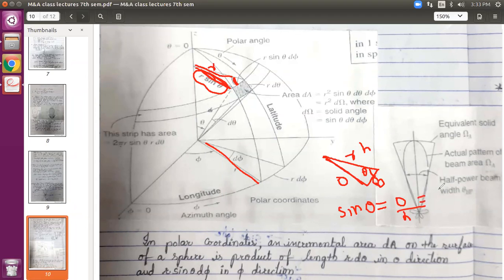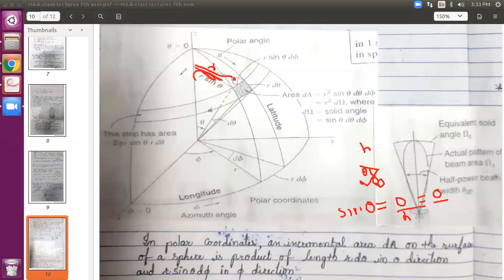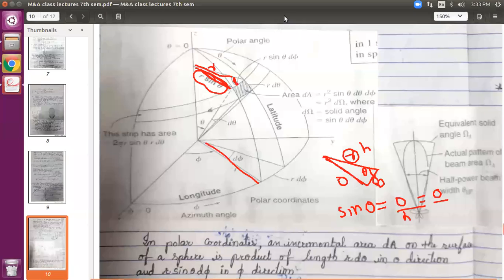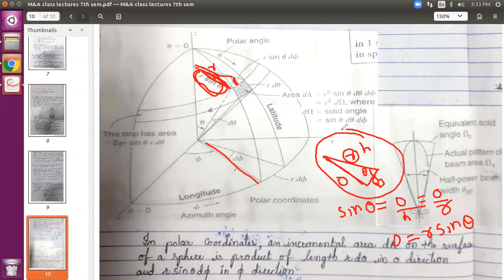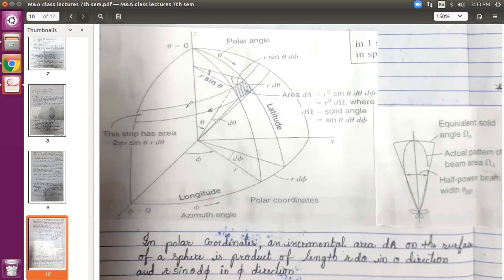The opposite we don't know, I will keep it as it is. Hypotenuse is the radius of the sphere, r. So what is the opposite equal to? It is r sine theta. So I think you understood now how we got this r sine theta. Just based on this triangle, we got r sine theta. So once we got this length, let's see further.